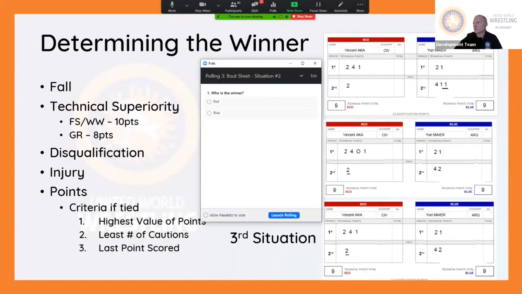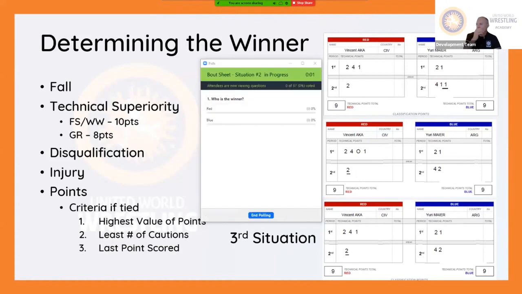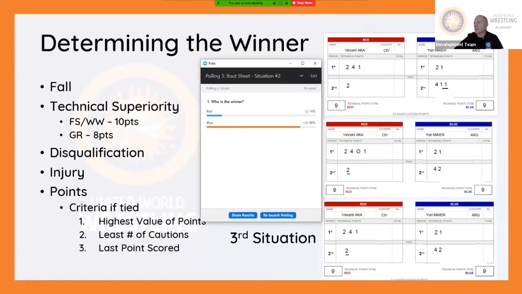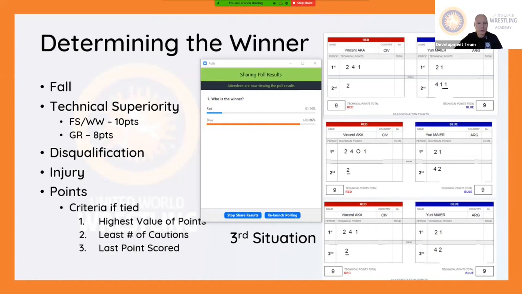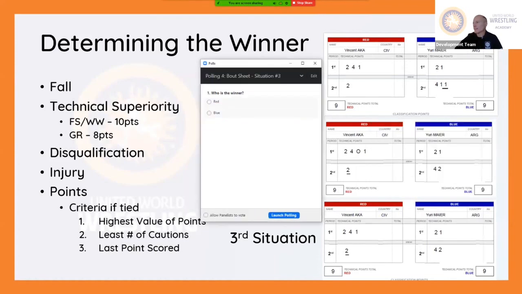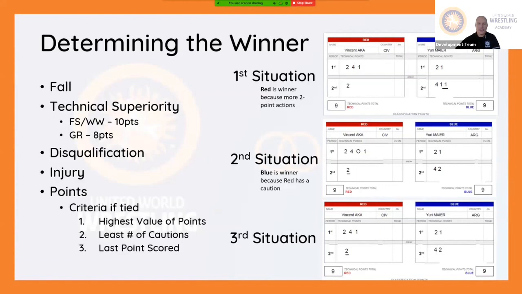So the second situation: who is the winner of this match? Again, a couple more seconds here. All right, great job. A majority of you have blue as the winner, and for those of you that had that, you are correct. Blue is the winner because red had a caution.